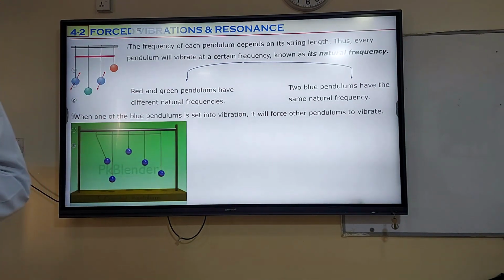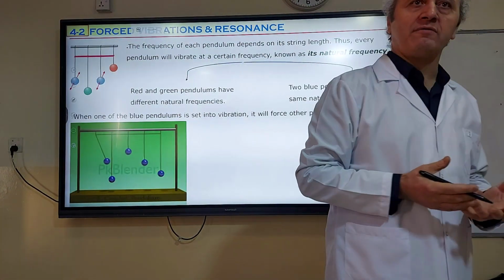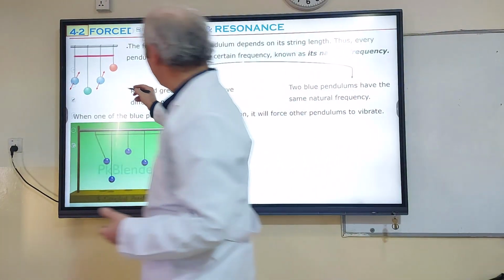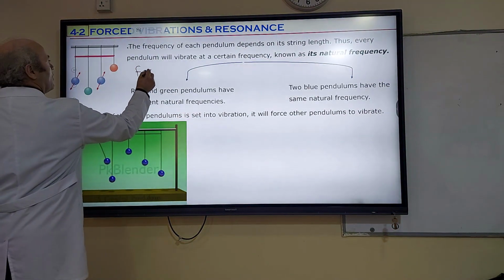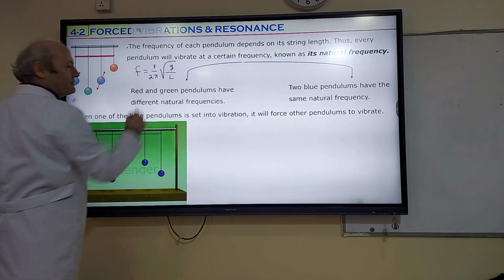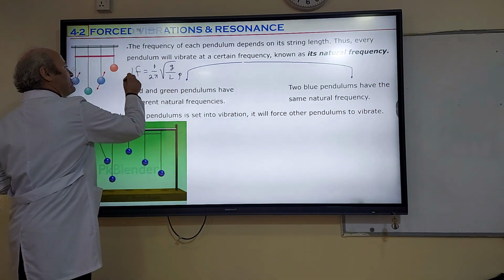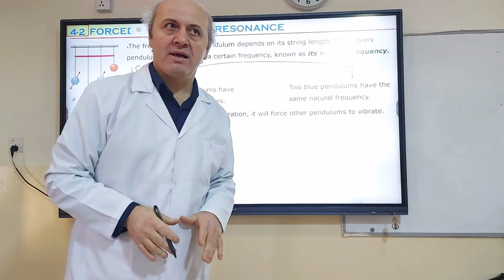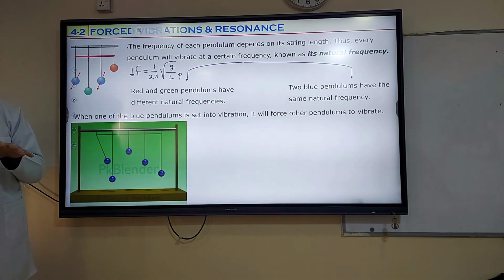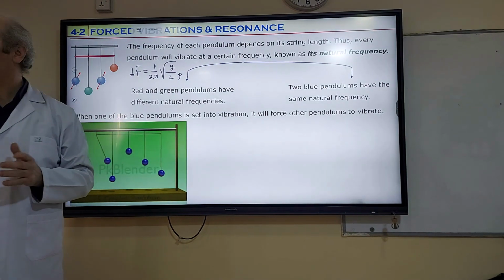And in chapter 3, section 2, we learned that the frequency of vibration of any pendulum depends on its length. Let's remember the equation. F is equal to 1 over 2 pi root of g over L. Yes, g over L. As length is increasing, frequency of the vibration decreases, or vice versa. Because these pendulums are different in length, the 2 blue are equal in length, but the rest of them will have different vibration frequencies.